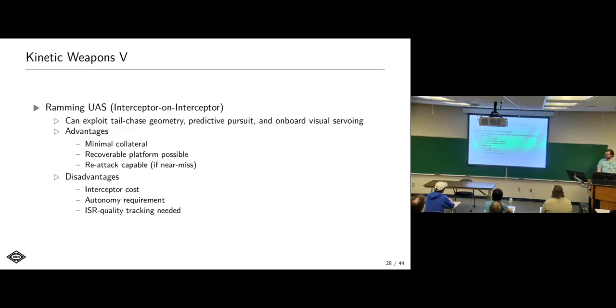And then, of course, the fun one of ramming UAS. These are a little bit different than just the pure kinetic ones, but this is essentially what it sounds like. It's an interceptor trying to hit another drone. Because these sometimes don't have explosives, usually they are purely kinetic. They're pretty minimal collateral damage. You're not blowing anything up. They do support recoverability, and you can actually do reattack.